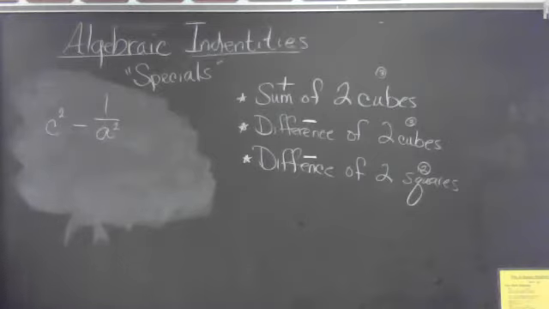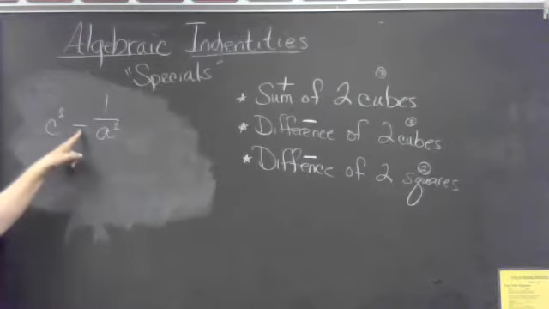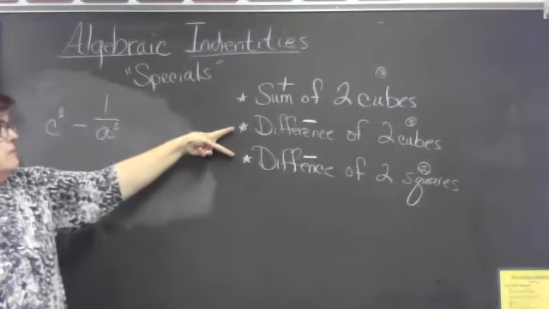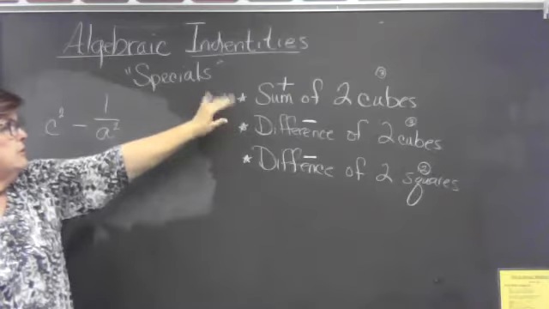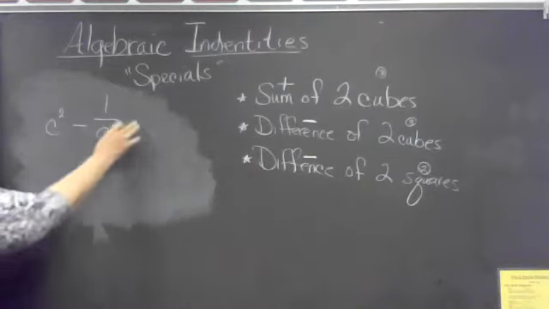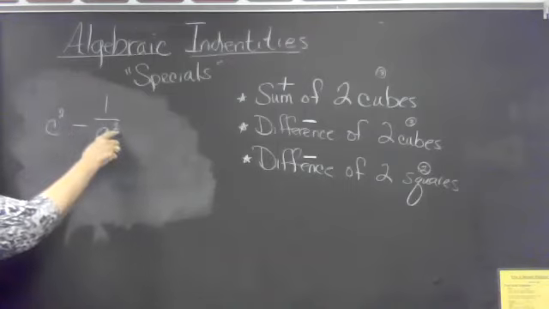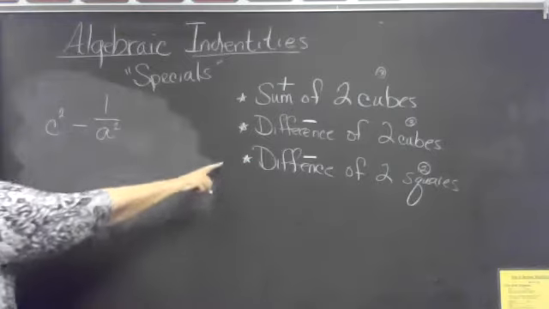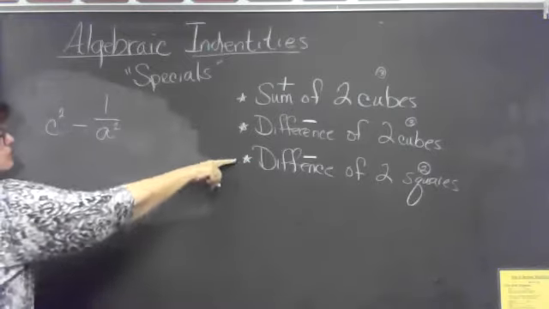Again, let's go through the whole thought process. First time you see this problem, you say 2 terms. Let's investigate specials. The minus tells us we will only use the ones that have the minus word in them, difference. So this is not an option. Okay, difference of 2 squares or difference of 2 cubes. So you look at your next clue, which is the exponent. We're dealing with squares, not cubes. So it looks like it might be this one.